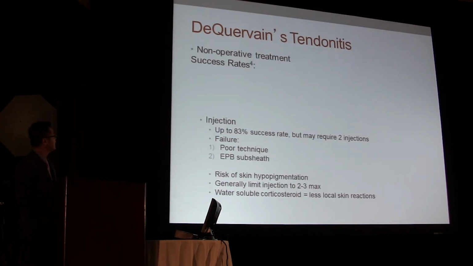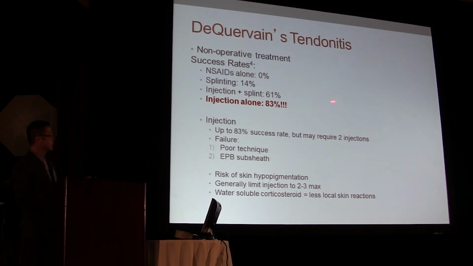So how good are we at injecting? So NSAIDs, 0, okay? Doesn't really work from our literature. Maybe you have a different experience, but our literature says it doesn't really work. You could try it. Splinting, 14%, not that great. Injection plus splint, 61%. Injection alone, 83%.